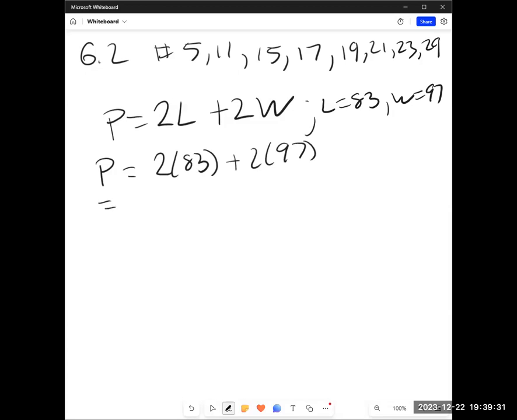number here. So P is equal to 166 plus 194. And then 6 plus 4 is 10. And 10 plus 6 is 16. 2 plus 1 is 3. So my perimeter should be 360 units of some kind. They're just going to make you put 360 in there.